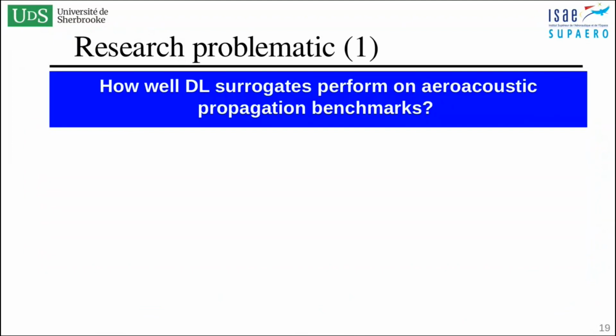And now, going into what are the research problematics we find in this work. The first one is to know how well these deep learning surrogates perform on our acoustic propagation benchmarks. And for this, we have set 3 types of benchmarks.